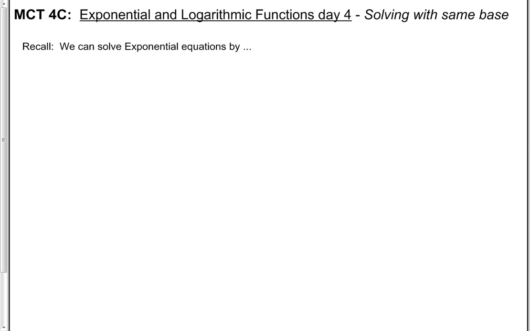Grade 12s, we're continuing with exponential functions and another method to solve. You'll notice day after day we're solving, just with different methods. So from yesterday, we had methods to solve. Number 1 was by inspection.